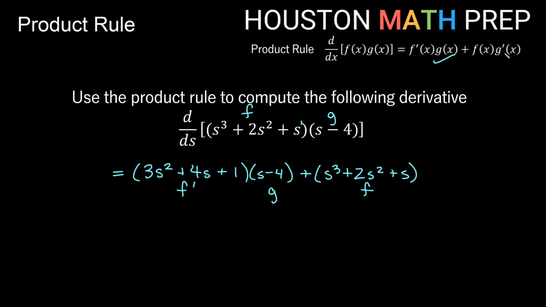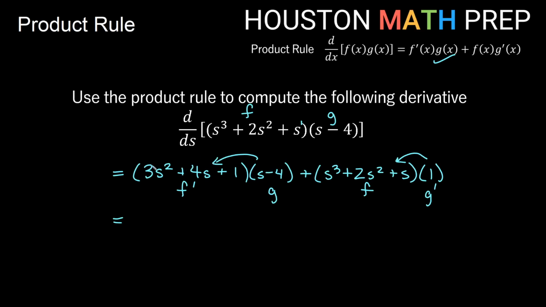And then times g prime, so the derivative of s to the 1, again, would be 1 here. Derivative of negative 4 is 0, so just 1 there. All right, distributing our 1 is going to be easy from g prime, right? But we'll have a little bit of distributing to do with f prime g over here. Let's do that. So distributing, I'll actually distribute this shorter one into this.